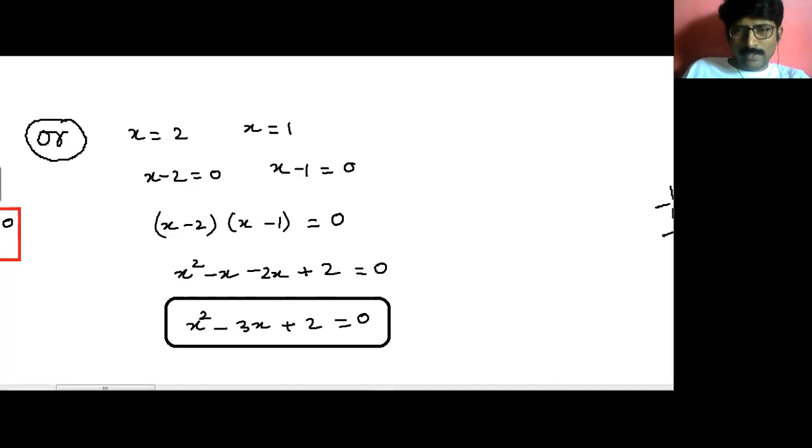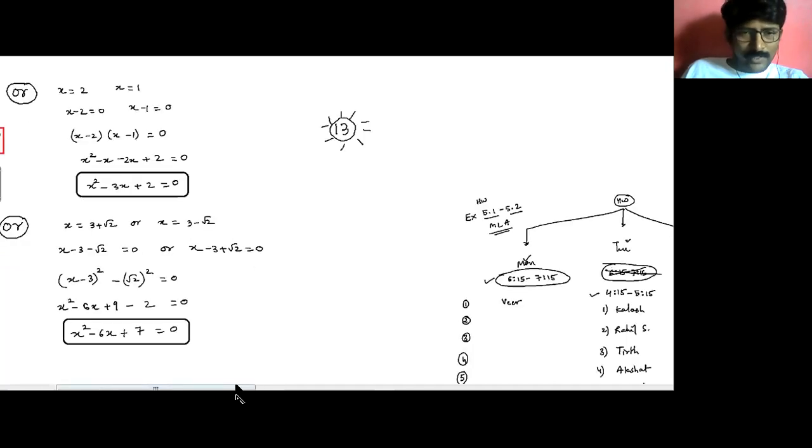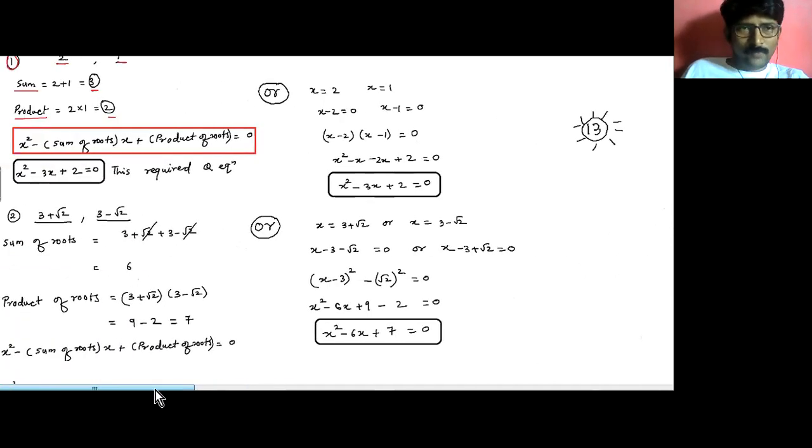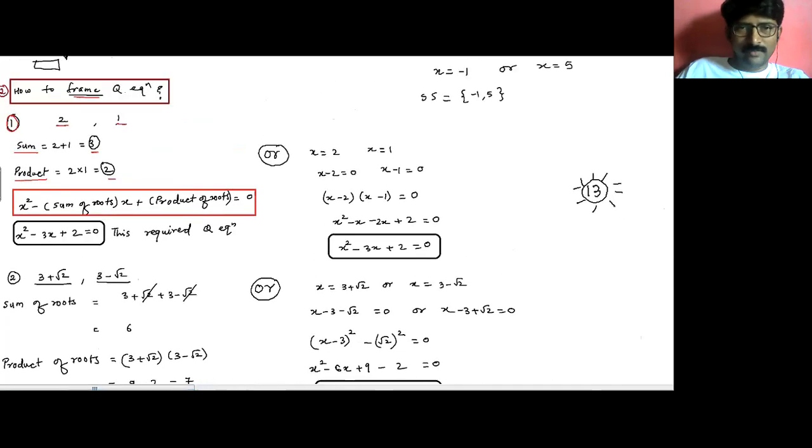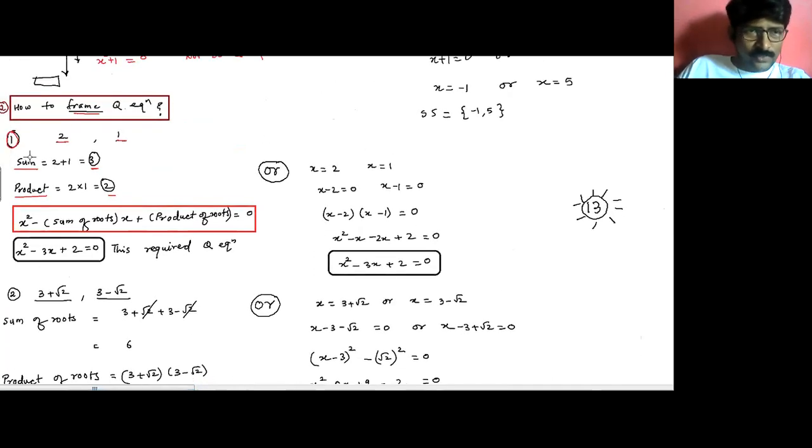So there are two methods to frame the quadratic equation. Okay, so these are the two methods. One would be the sum product method, or this would be solving that factorization method in the reverse way. So these are the two ultimate methods to frame the quadratic equation.